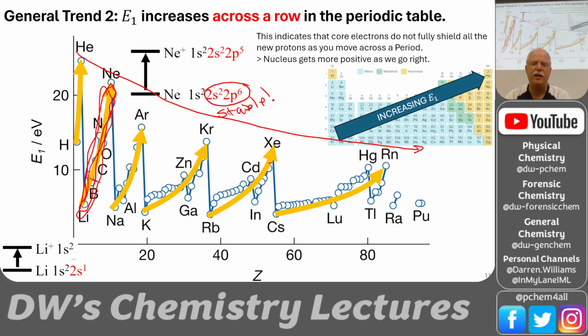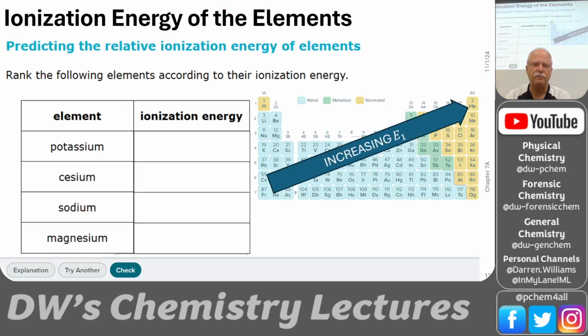So it's the same trend. As we go across the row, we see an increase in the ionization energy. So this allows us to predict the relative ionization energy of the elements. So let's find our elements here. This is potassium here, cesium is here, sodium is here, and magnesium is here. So magnesium is to the right of sodium, then you have potassium, then you have cesium.